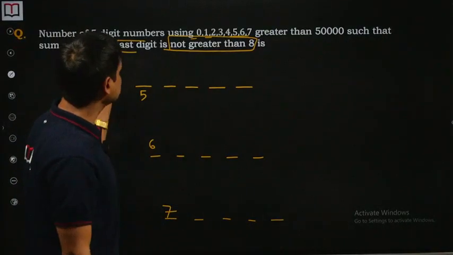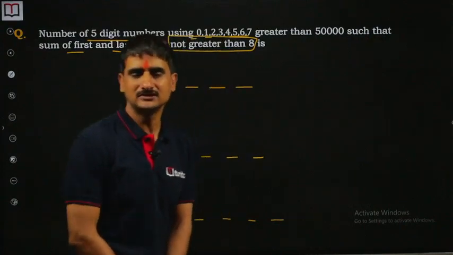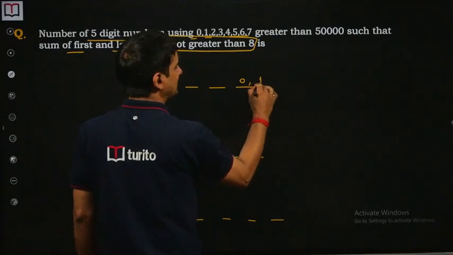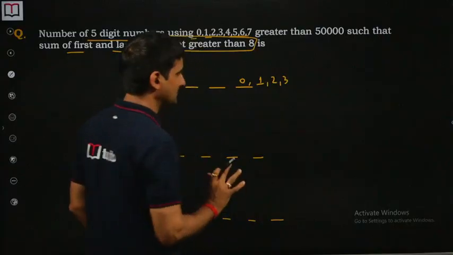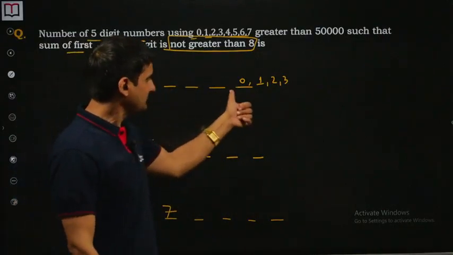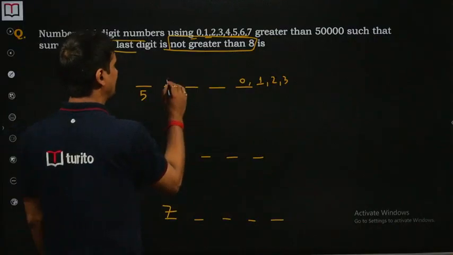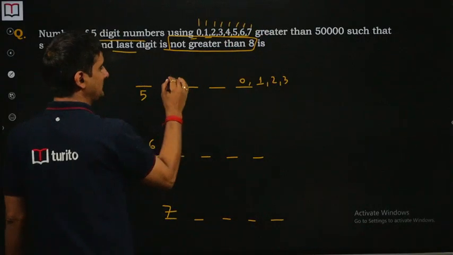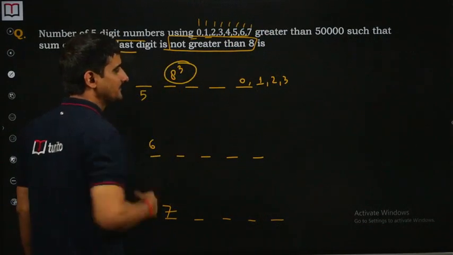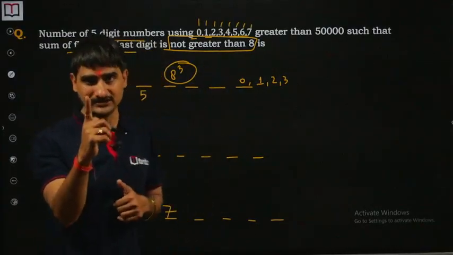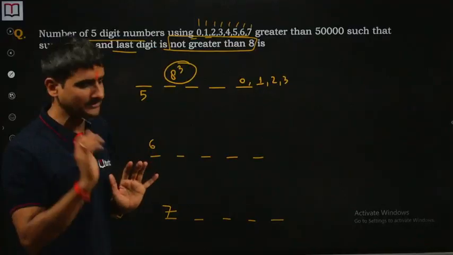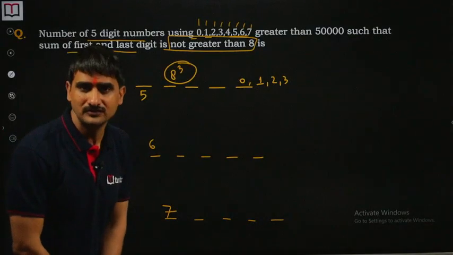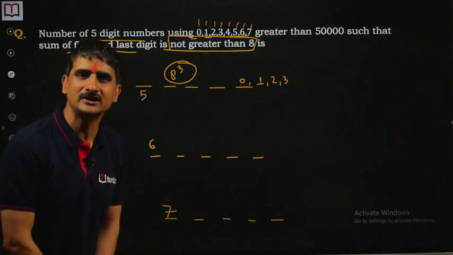Now, the sum of the first and last digit shouldn't be greater than 8. So the last digit you can have 0, 1, 2, 3. That's it. If you have 0 here, then how many possibilities are there in the middle? 1, 2, 3, 4, 5, 6, 7, 8. You have 8 cube possibilities here. Out of the 8 cube, that 50,000 has to be removed, that one case we will remove. Similarly, for 1 we have 8 cube possibilities, for 2 we have 8 cube possibilities, for 3 we have 8 cube possibilities.